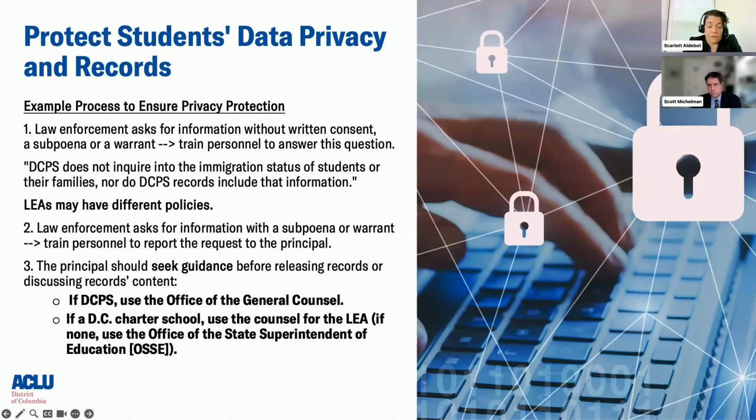So if the school is a DCPS school, they can ask for guidance from the Office of the General Counsel. This is the policy already. And if it's a DC charter school, then the school administration can use the counsel of the LEA or the Office of the State Superintendent of Education if the school does not have counsel. Please advance.